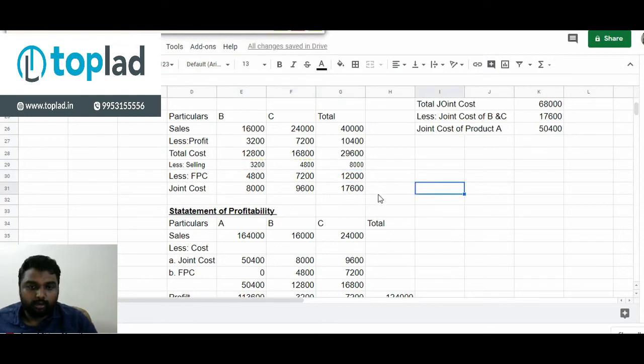So your joint cost will be what? Total sales minus profit, you get the cost. Joint cost will be total cost minus these two costs, that is selling and further process cost. 9,600. So here it will be total cost minus these two costs.